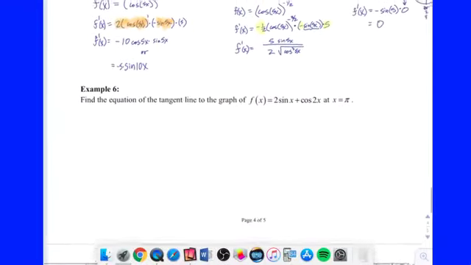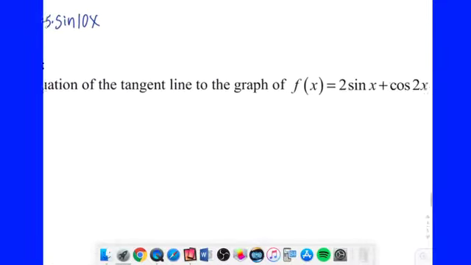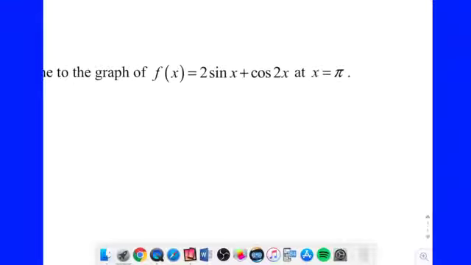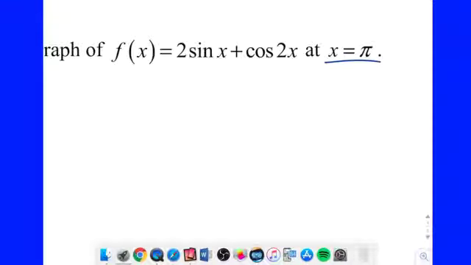All right, we got 2 minutes. Let's see if we can squeeze this in. Example 6, find the equation of the tangent line to this graph at pi. What do we need for the equation of a tangent line? Slope and a point, right? Point and a slope, or slope and a point. All I have is an x value, but I have a function. Let's go ahead and find the y value first.